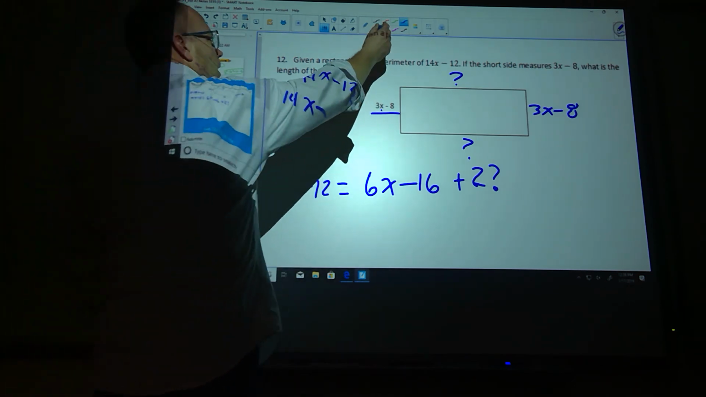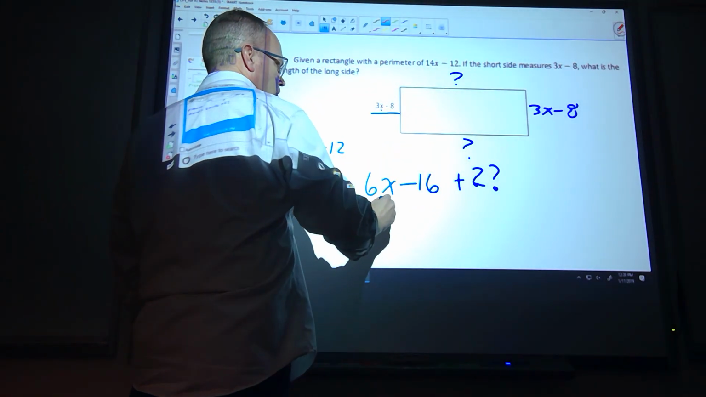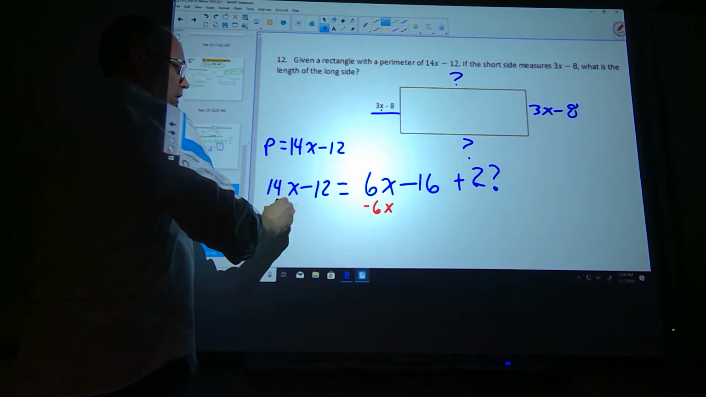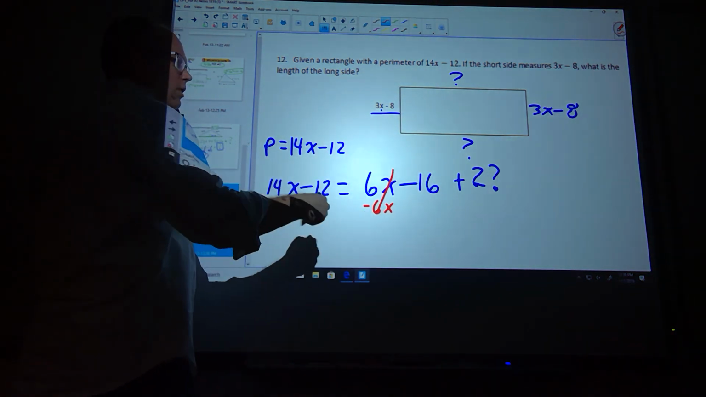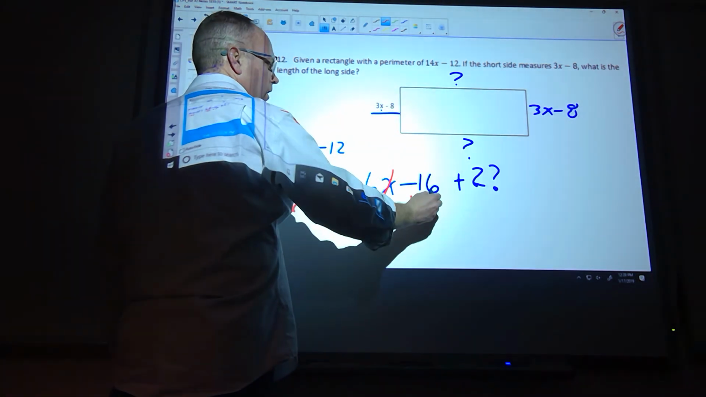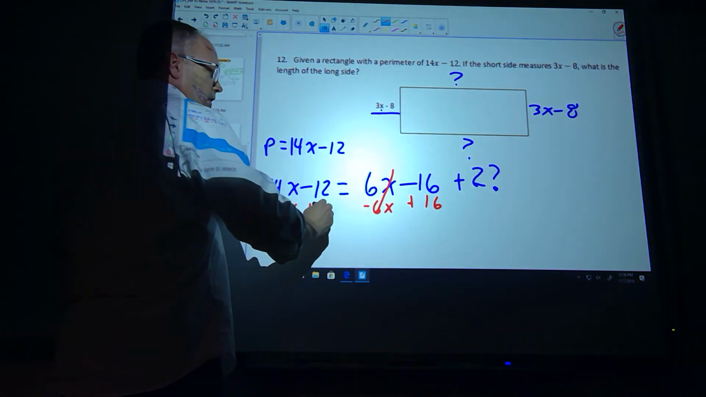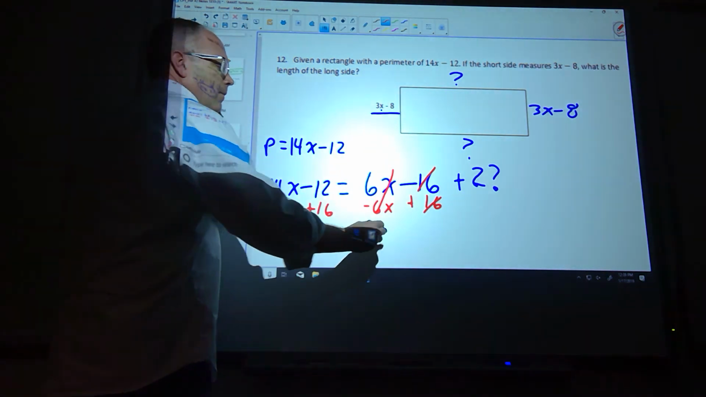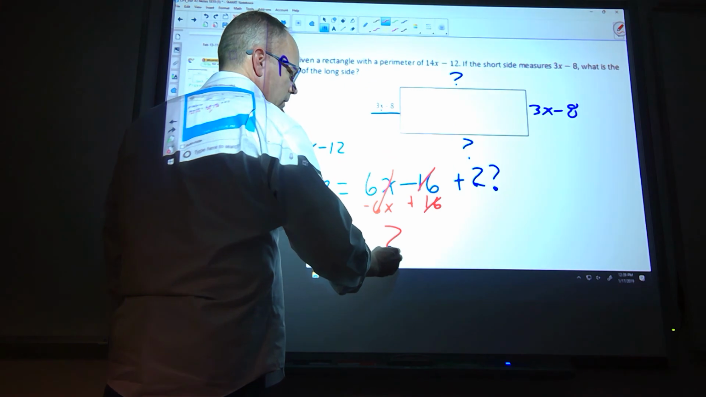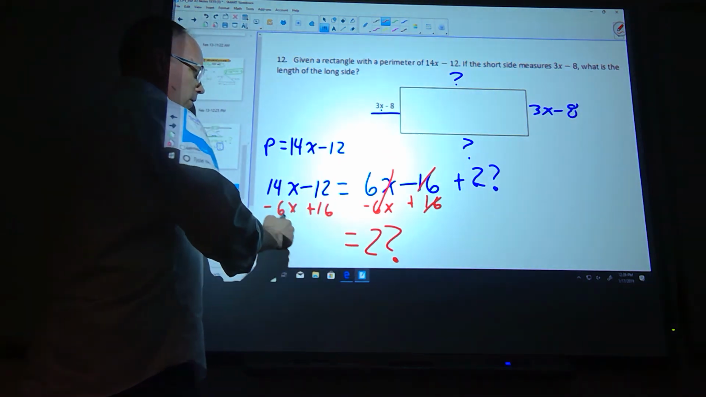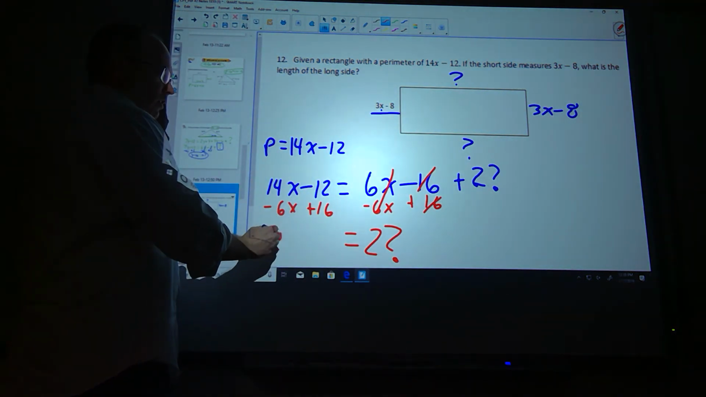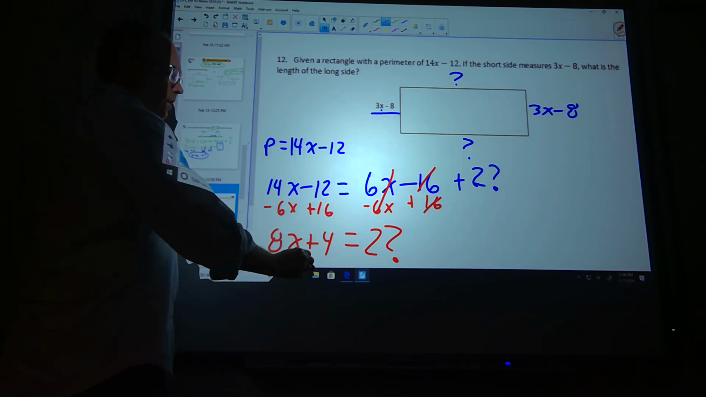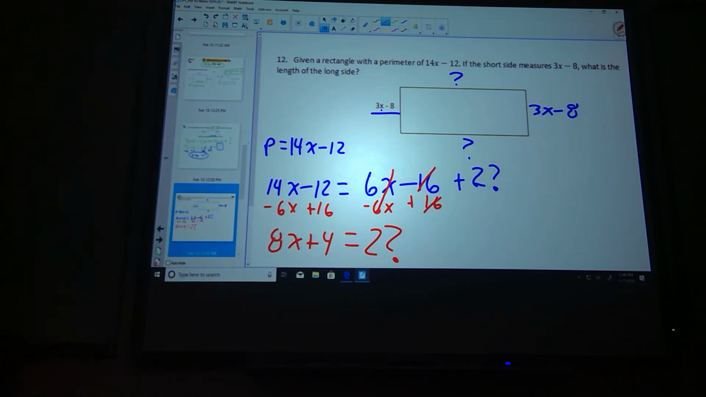So things that I might be able to approach on this, I might be able to subtract 6x here and 6x here. That cancels. And I could add 16 here and 16 here, and that cancels. And that still leaves me 2 question marks. And if I combine that, it looks like an 8x, and that's a plus 4. How do you think I can get question mark all by itself?